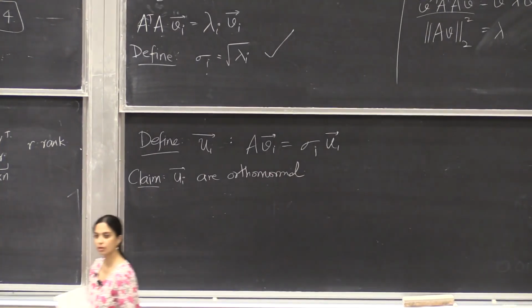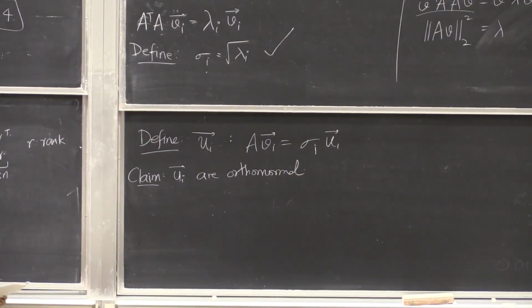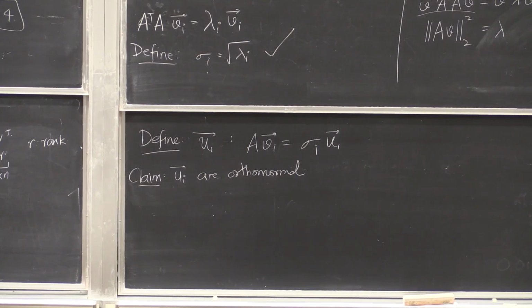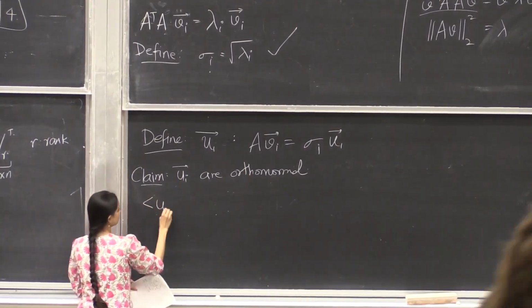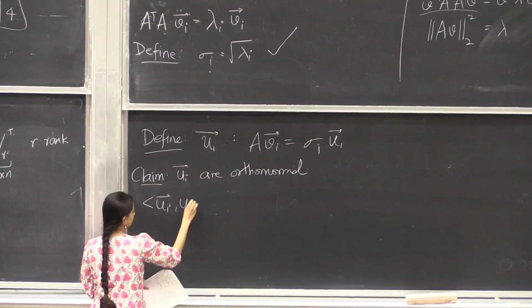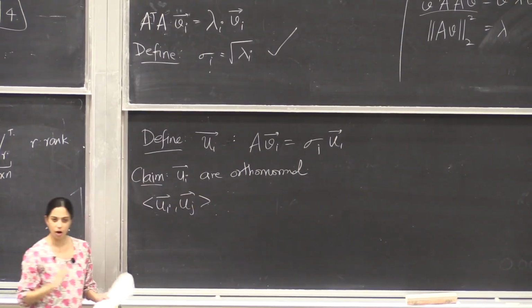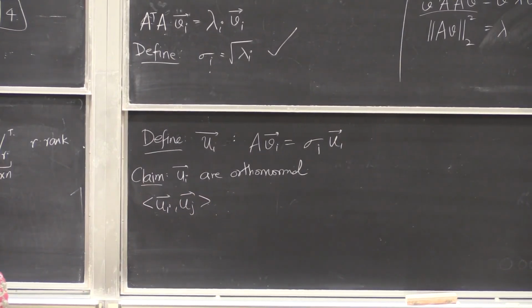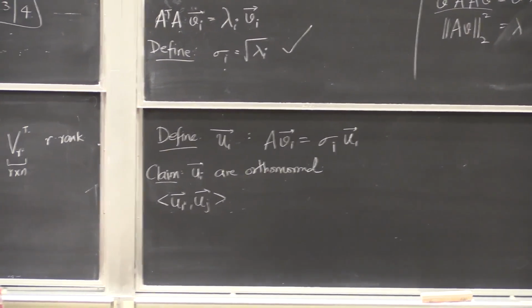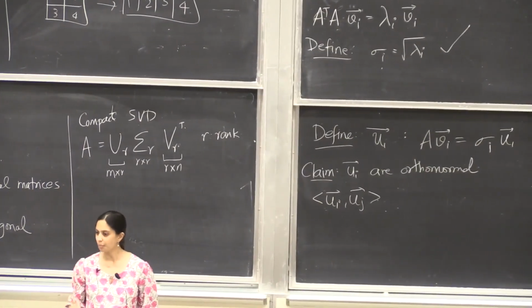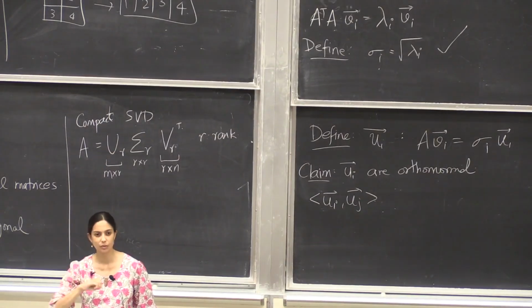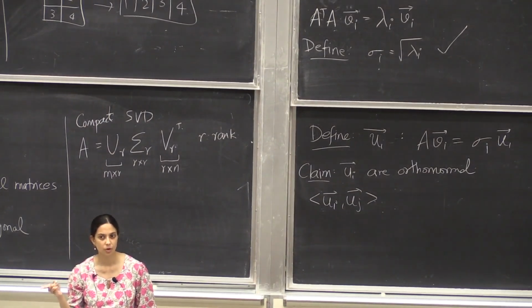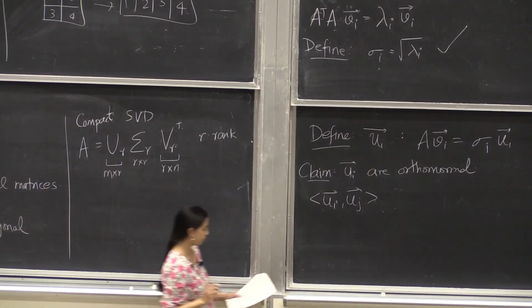Okay? So how do I check to see that these u's are orthonormal? What do I need to check for? If I consider the inner product ui, uj, if all of the ui's and uj's are orthonormal, what do I need to have? I want their dot product to be equal to 0, except when i equals j, in which case I want the dot product to be equal to 1. Okay? So let's compute this dot product, right?